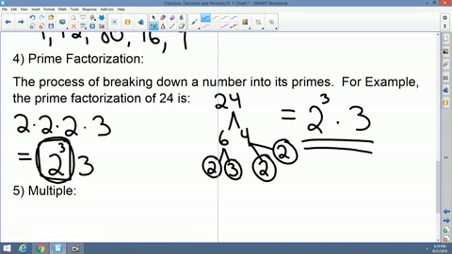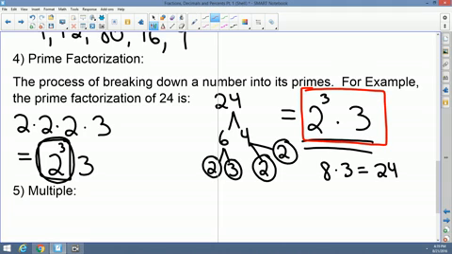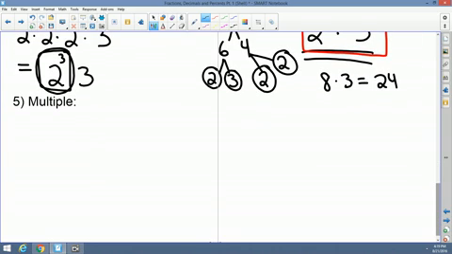If you multiply those together, 2 cubed is 8, times 3 is 24. You go back to the original number. But the prime factorization is simply 2 cubed times 3. And that is a prime factorization of 24. This skill will be useful a little bit later on.